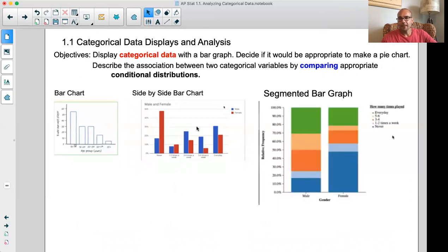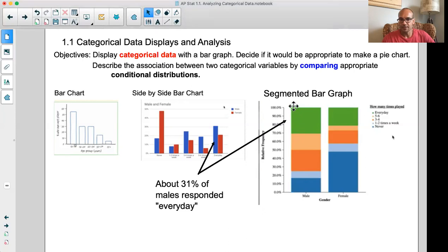Another way we could represent that is a segmented bar graph. I don't think we have as much experience with this, but I just want you to see it. I think a lot of students could probably feel their way through this, looking at the labels. Here they made one bar to represent male and one to represent female. So the variable gender has 2 categories, and each of those categories is broken up into the 5 categories of the other variable. To make this clearer, this bar on the side-by-side bar graph represents 31% of the males who said every day. And then that same 31% is represented up here, but it's seen as 100 to about 69% there. So this is the 31%.